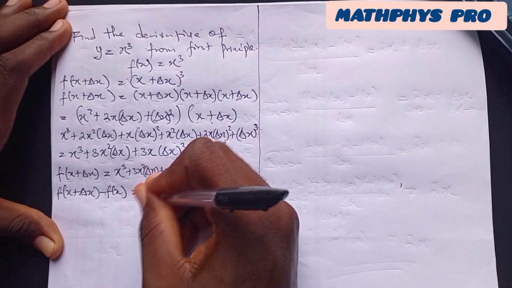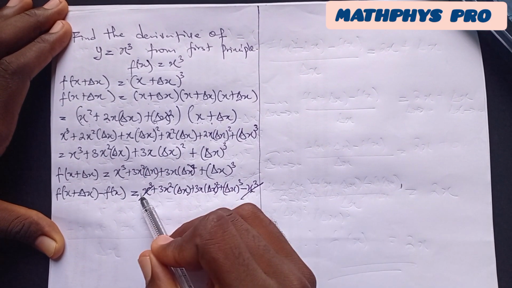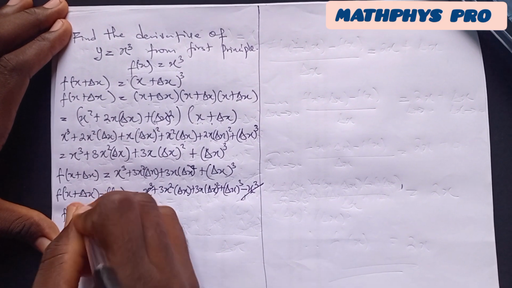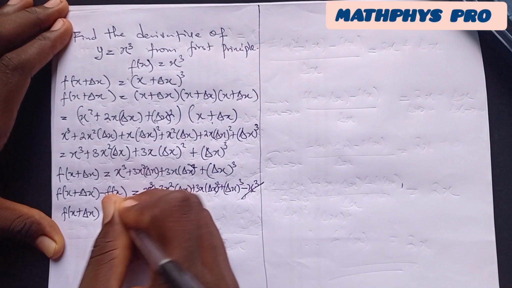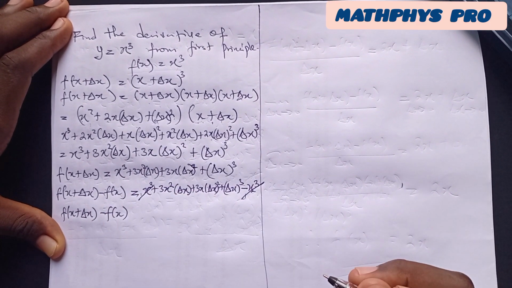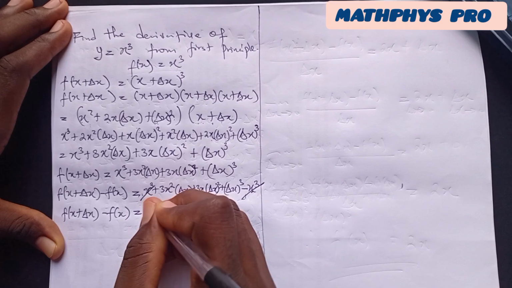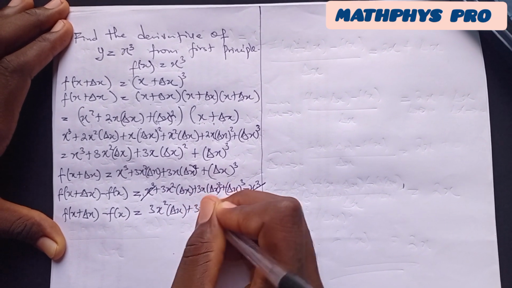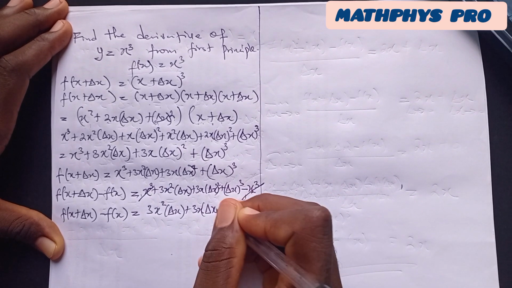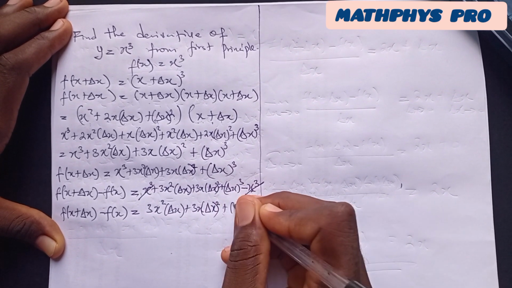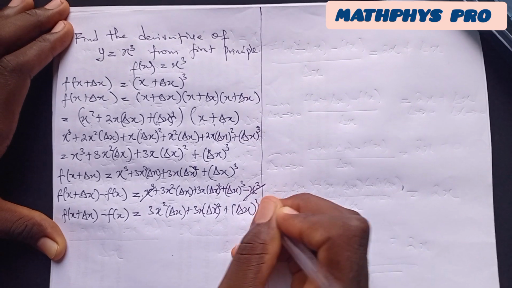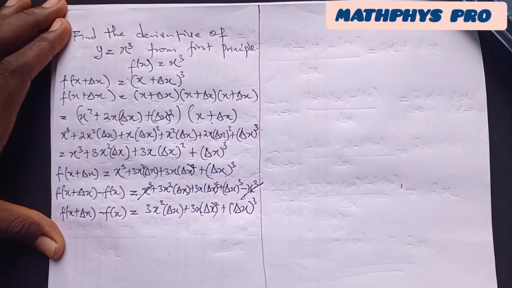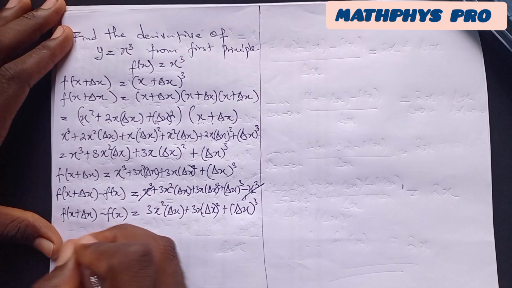So this x cubed can cancel out the minus x cubed. You are left with f of x plus change in x minus f of x is equal to 3x squared change in x plus 3x change in x squared plus change in x cubed. Now remember, the next thing to do is to divide both sides by change in x.